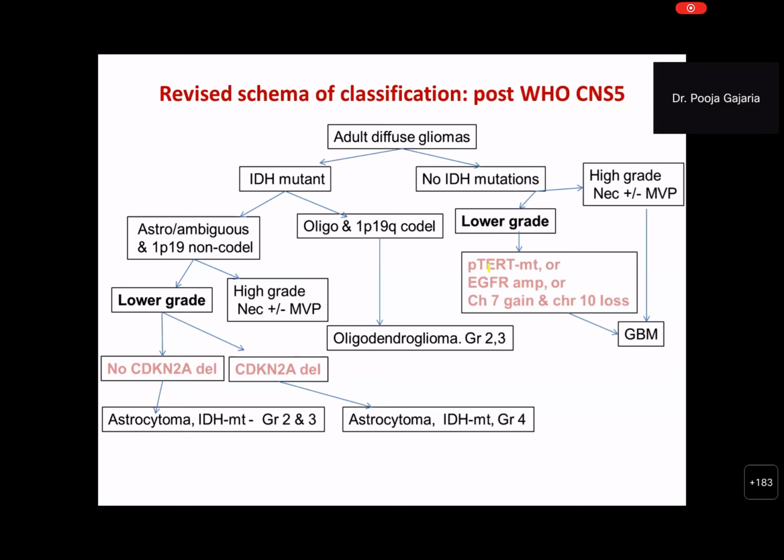If IDH1 R132 is negative, also negative by molecular studies, and ATRX is also lost, then what do we call it? IDH is negative. Yes, she's saying that IDH is negative by sequencing as well. Has that been done for IDH2 mutation also, or only IDH1? So if sequencing of both IDH1 and 2 is negative, you don't go into the ATRX. It becomes an IDH wild type tumor.